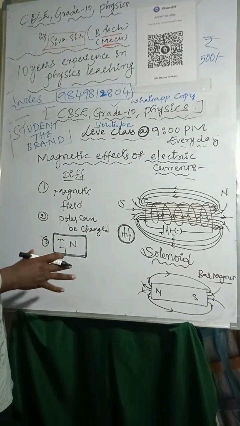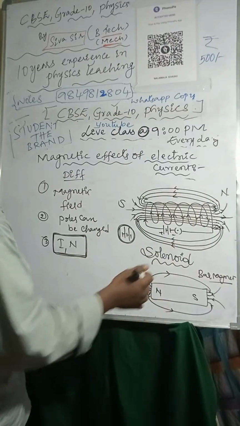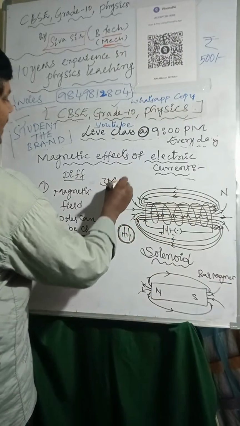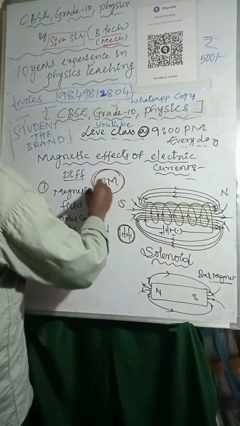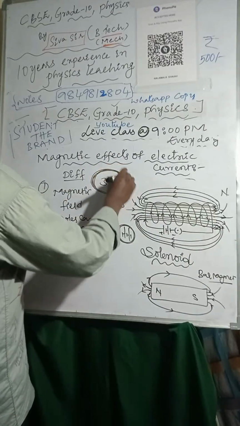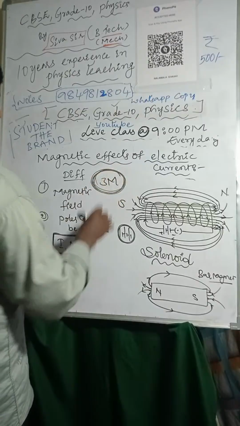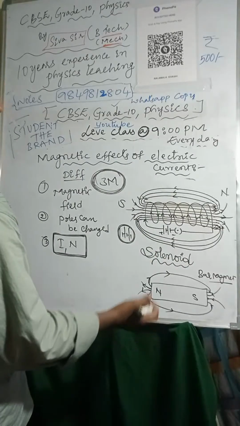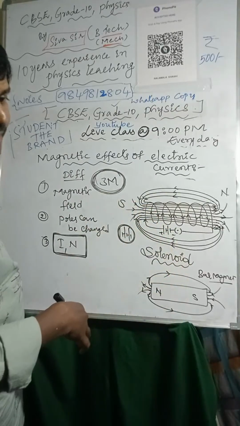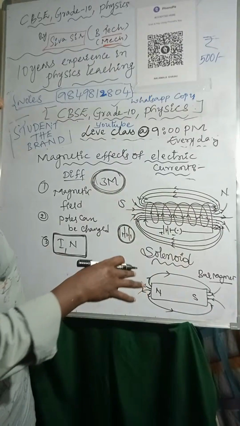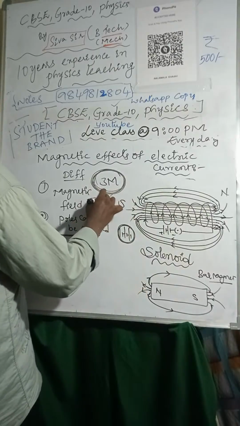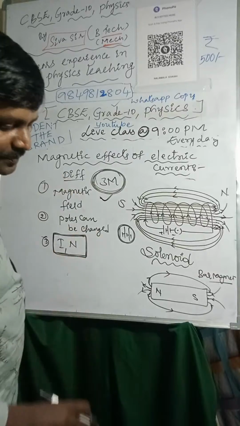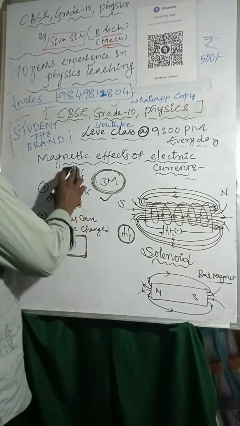So this is about the magnetic field of a bar magnet and solenoid. This question will come, either similarities or dissimilarities between these two. What are the similarities and what are the dissimilarities? This type of question they will ask for 3 marks. So it is a very, very important question. Practice the question.